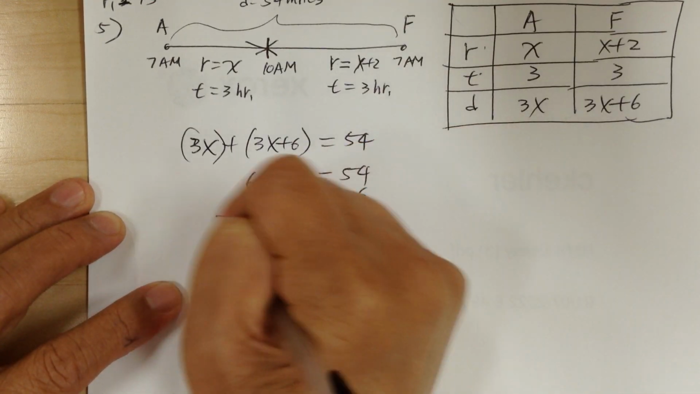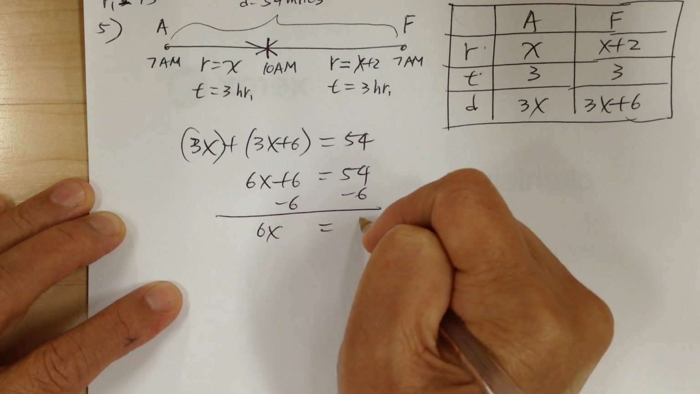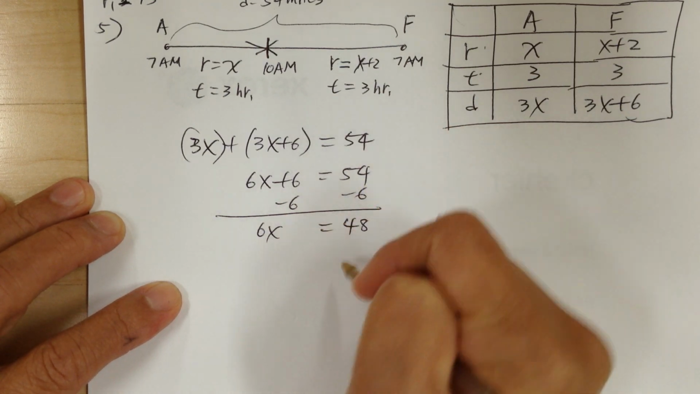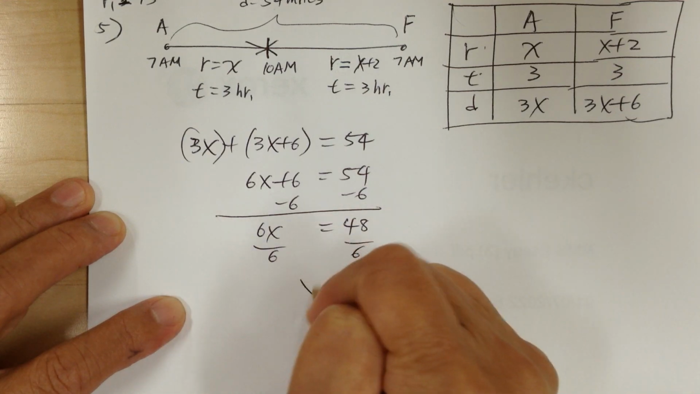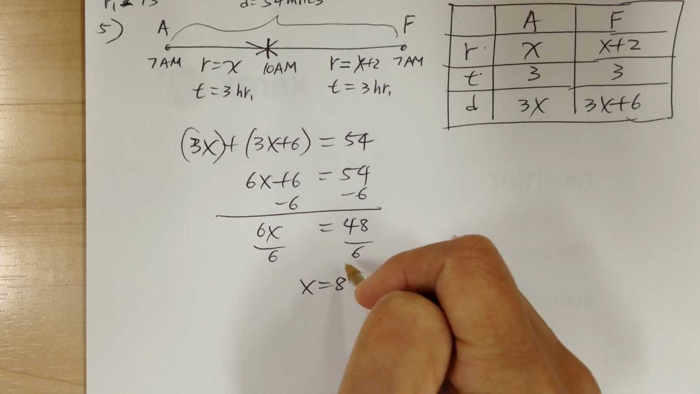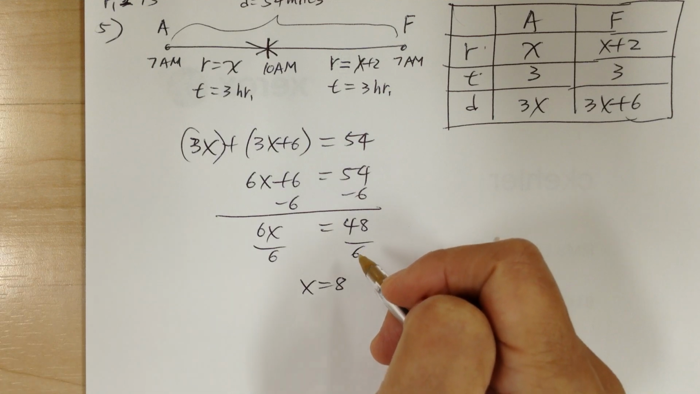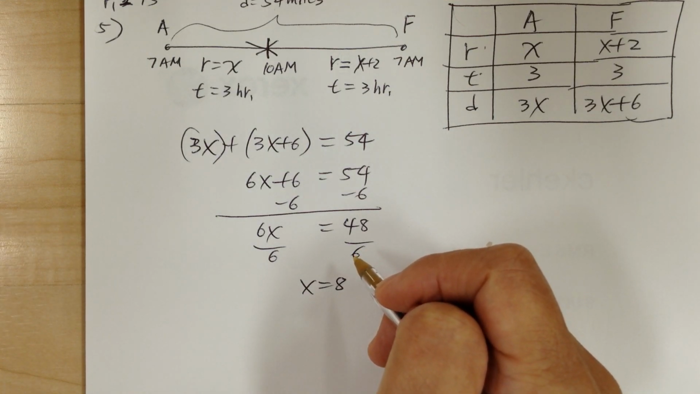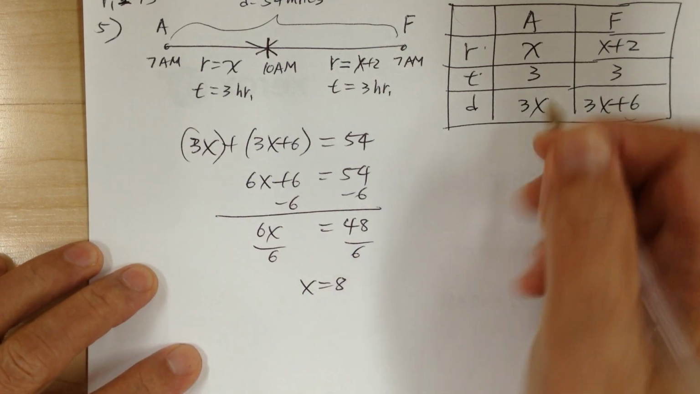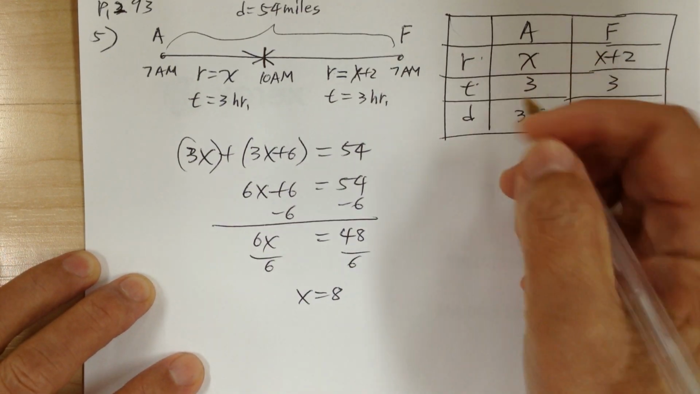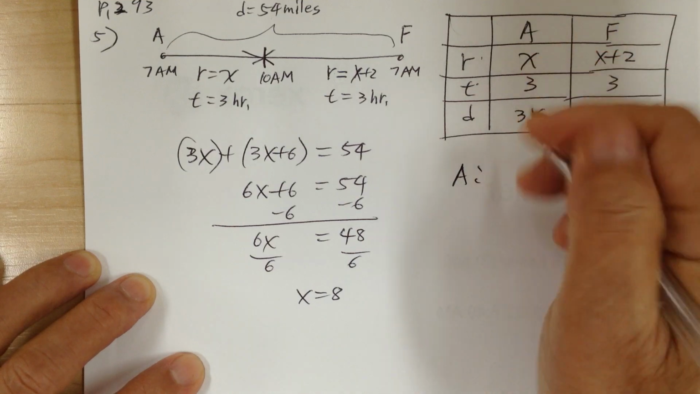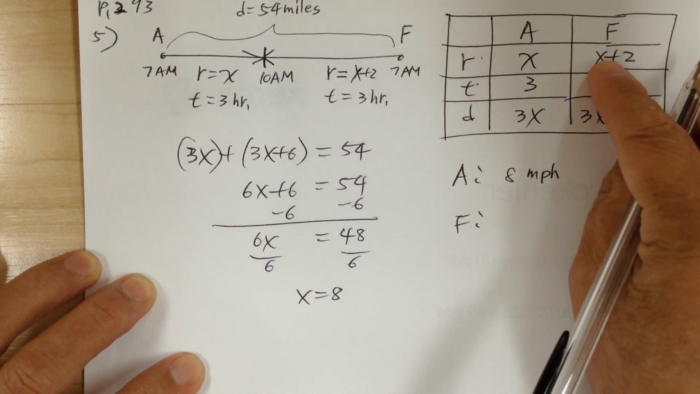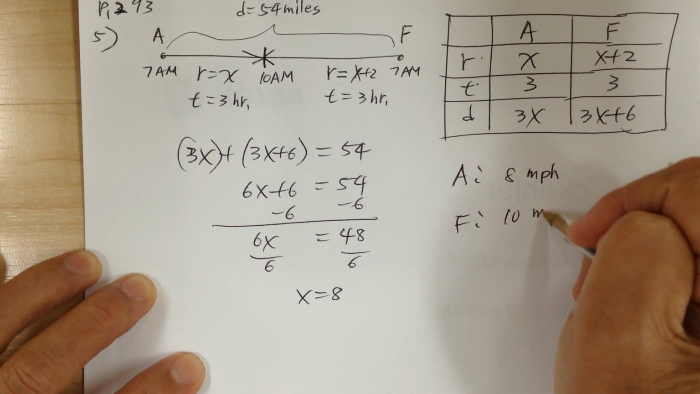Minus 6 on both sides. You get 6x equals 48. Divided by 6, you get x equals 8. Okay. Then you have to answer the question. It's how fast does each cycle. So you're looking for the rate. For Anita, x would be 8 miles per hour. For Felix, it's x plus 2, so it would be 10 miles per hour.